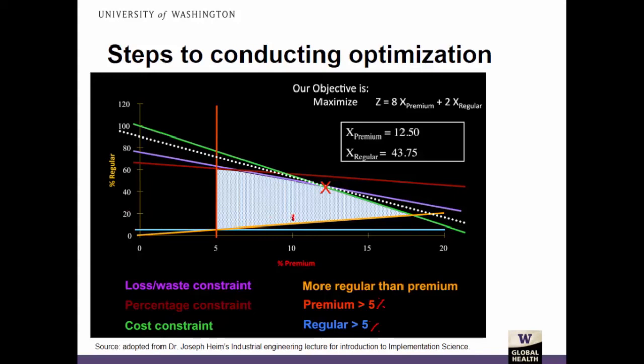But given where it is in this figure, it probably doesn't maximize our profit. We want to maximize our profit. We don't want to just choose randomly, right? So if we solve this system of equations, we get that this x here is the optimal solution, the one best solution to maximize our profit. So that is with premium making about 12.5%. I'm going to draw the percents on here again. And making 43.75% regular.